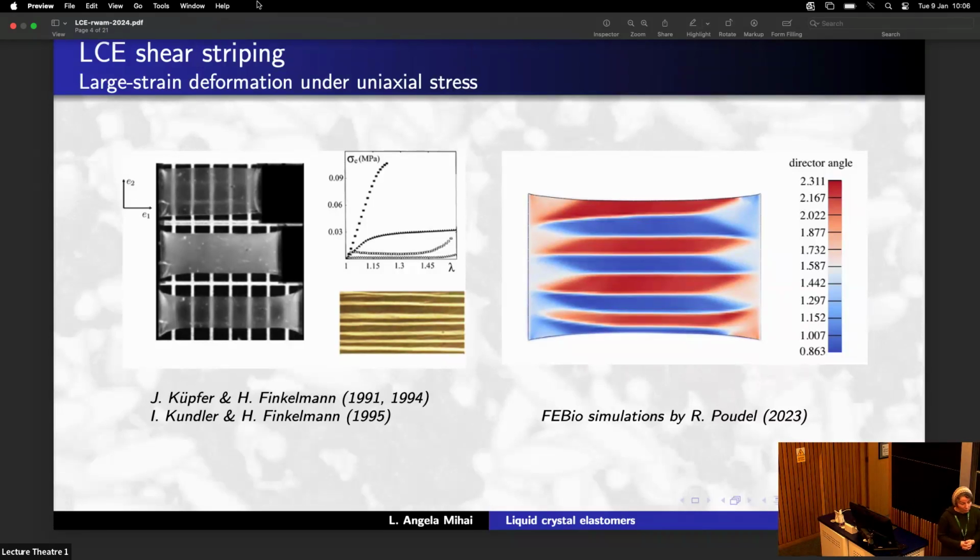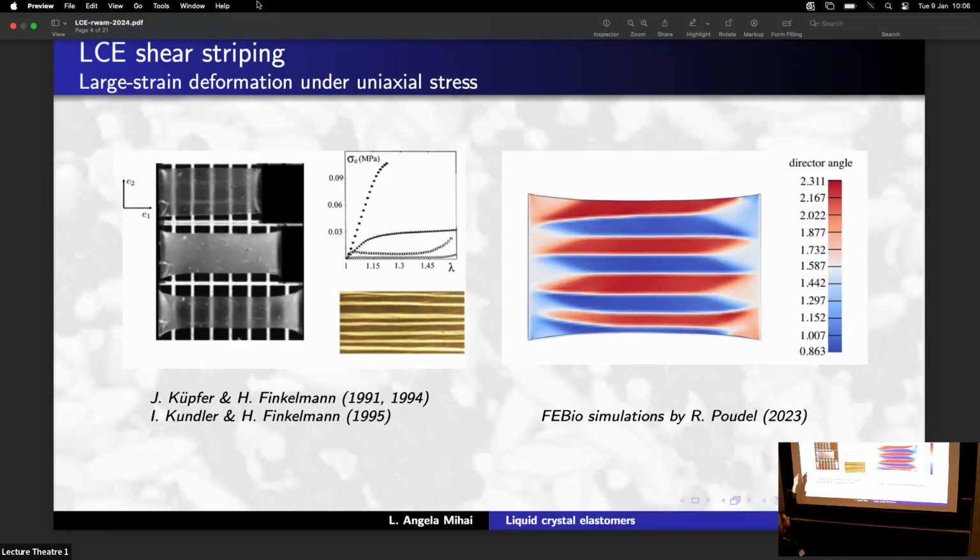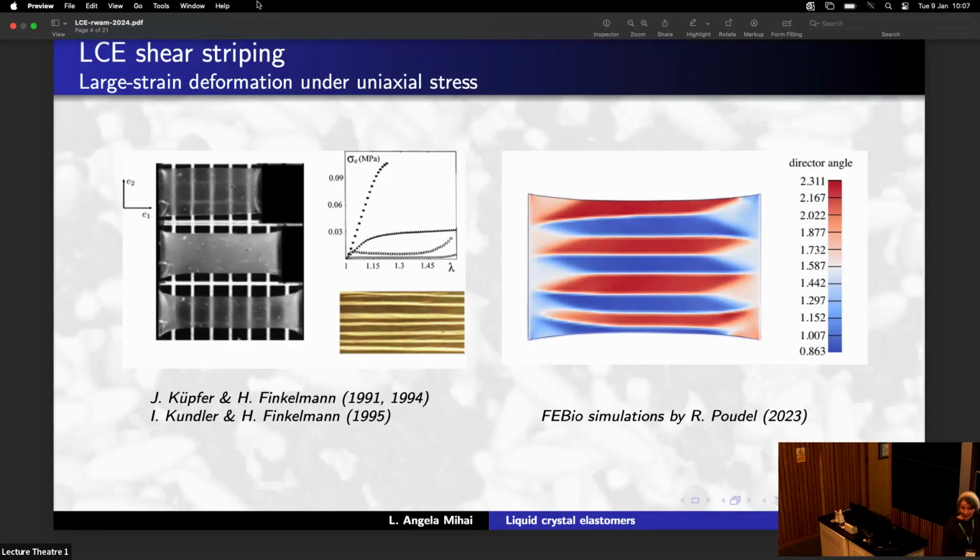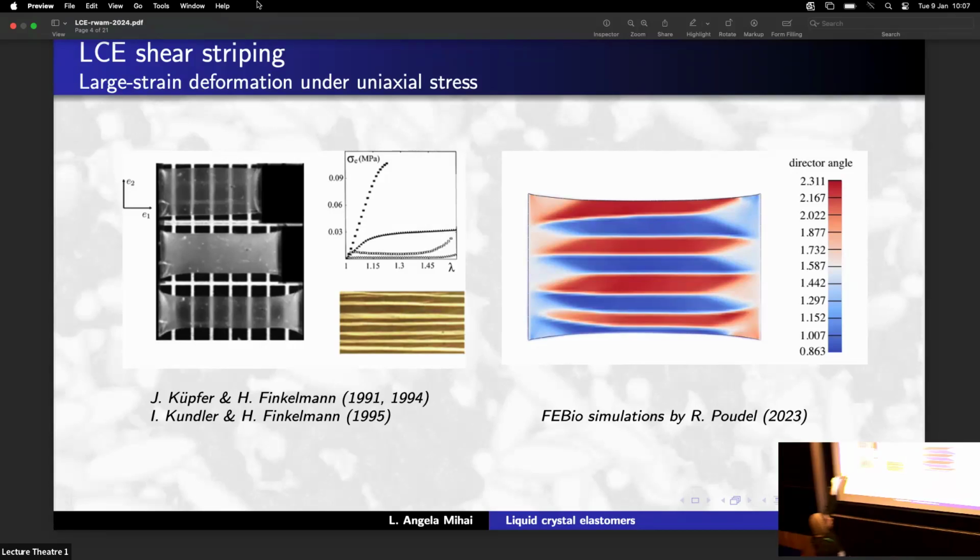There are also phenomena that are not present in pure rubber, and one such phenomenon, which is now a signature for liquid crystal elastomers, is the so-called shear striping. So I'll explain what happened here. You start with the sample at the top there. You see that it's transparent. This transparency indicates that the mesogens are well aligned. But the alignment in the original sample is designed to be in the vertical direction. So for that sample, you have mesogens aligned vertically.